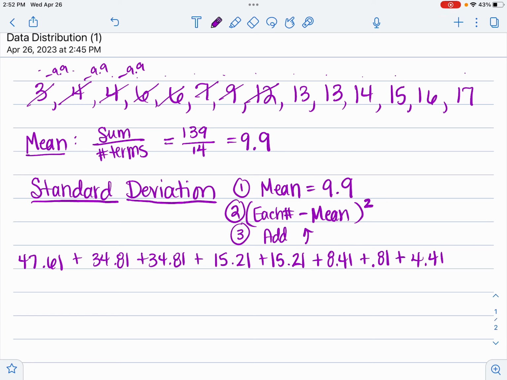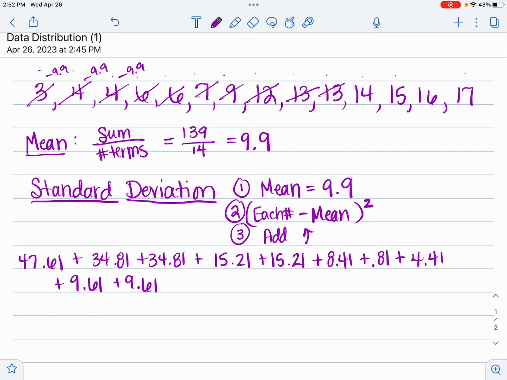Should have totally picked a smaller one. It's okay. 13 minus 9.9. Square that. I get 9.61. Now again, I have 2 of these, right? Because I have 2 13s. So I'm going to just start on the next line. Plus 9.61. Plus 9.61.